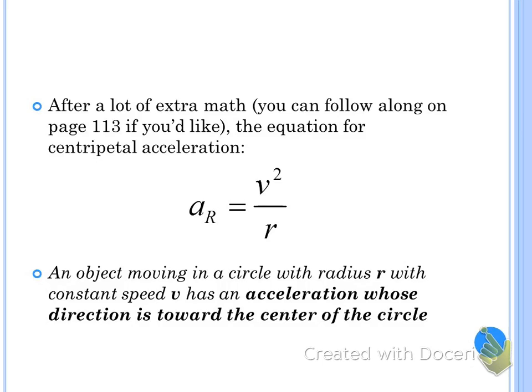Let's take a look at our centripetal acceleration. Here's my object on a string. If I move it with some certain constant velocity and I have a radius, my radius is from the center of the circle to my object, right? So that little length of the string is my radius. As I increase my radius, does my acceleration increase or decrease?